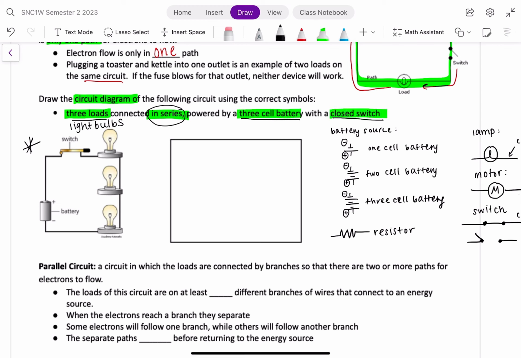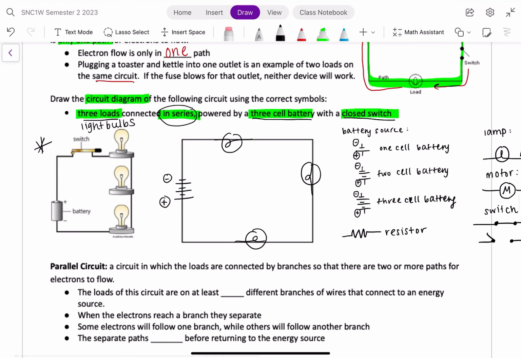So we should always start off drawing our battery. So it's 3 cells, negative, positive end. There are 3 loads. 1, 2, 3. Okay, you could have drawn all 3 on this side, and that's okay. Or you could have drawn all 3 on this side of your circuit, or all 3 on the other side, or 2 on one side, 1 on the other.